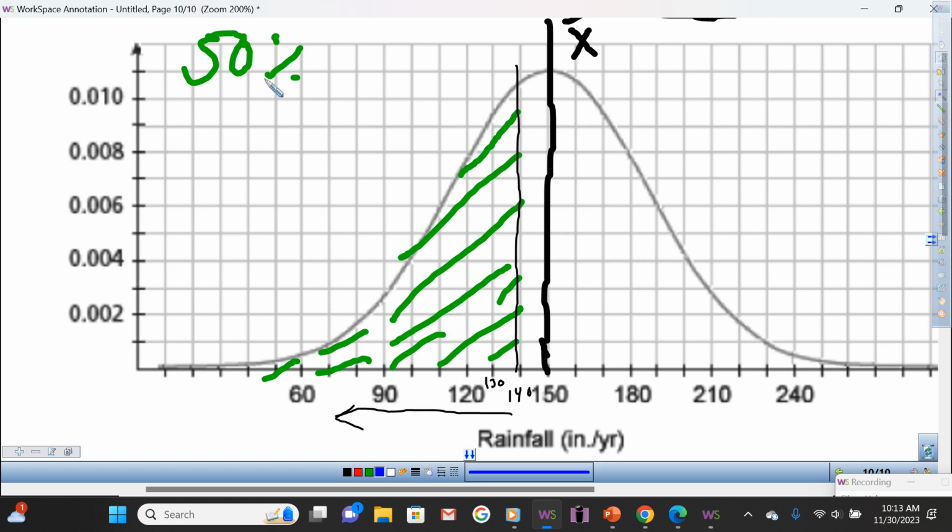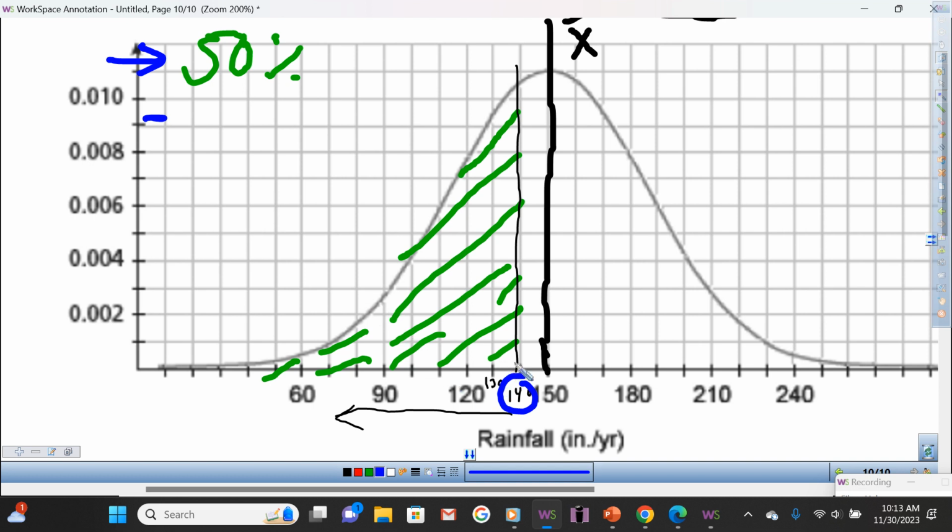Okay, so far Gabriel said we started with 150 because that was below the mean. Everything to the left was 50%. But since now, according to the problem, we're starting at 140 instead of 150, what do I need to do? She said lower the percent. By how much?